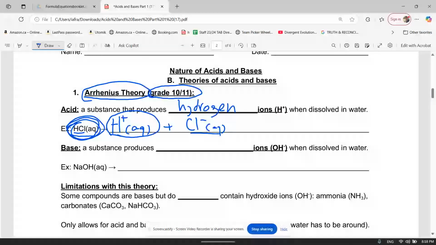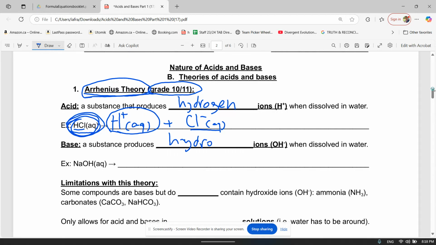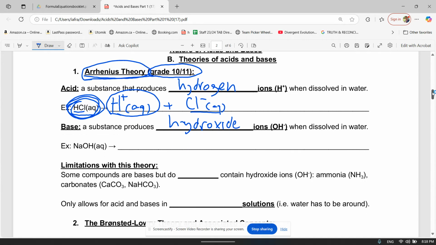And under the Arrhenius theory of acids and bases, a base is a substance that produces hydroxide ions, hydroxide, not hydroxyl. Hydroxyl is organic chemistry, OH, covalently bonded to a carbon chain. Hydroxide ions when dissolved in water. So NaOH, for example, would dissociate to make Na+ (aq) plus OH- (aq).